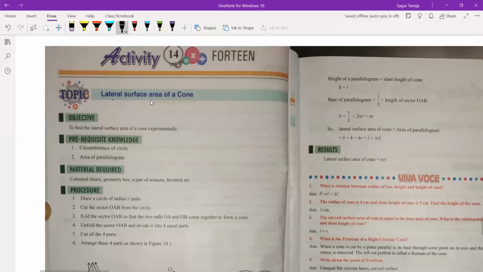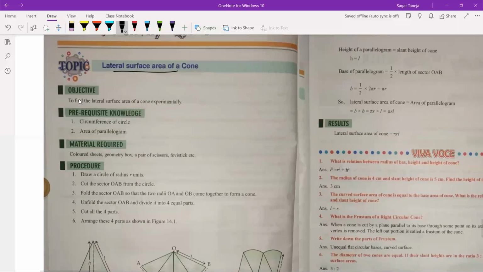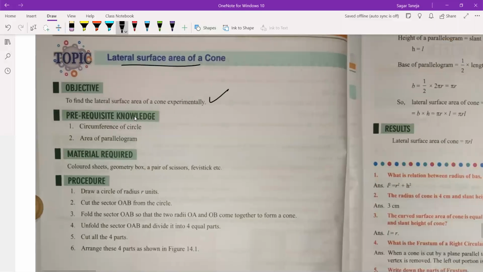Lateral surface area of cone. Objective: to find the lateral surface area of a cone experimentally. The knowledge required is circumference of circle, that is 2 pi r, and area of parallelogram is base into height. Now colored sheet, geometry box, pair of scissors and fevistick are required for this purpose.